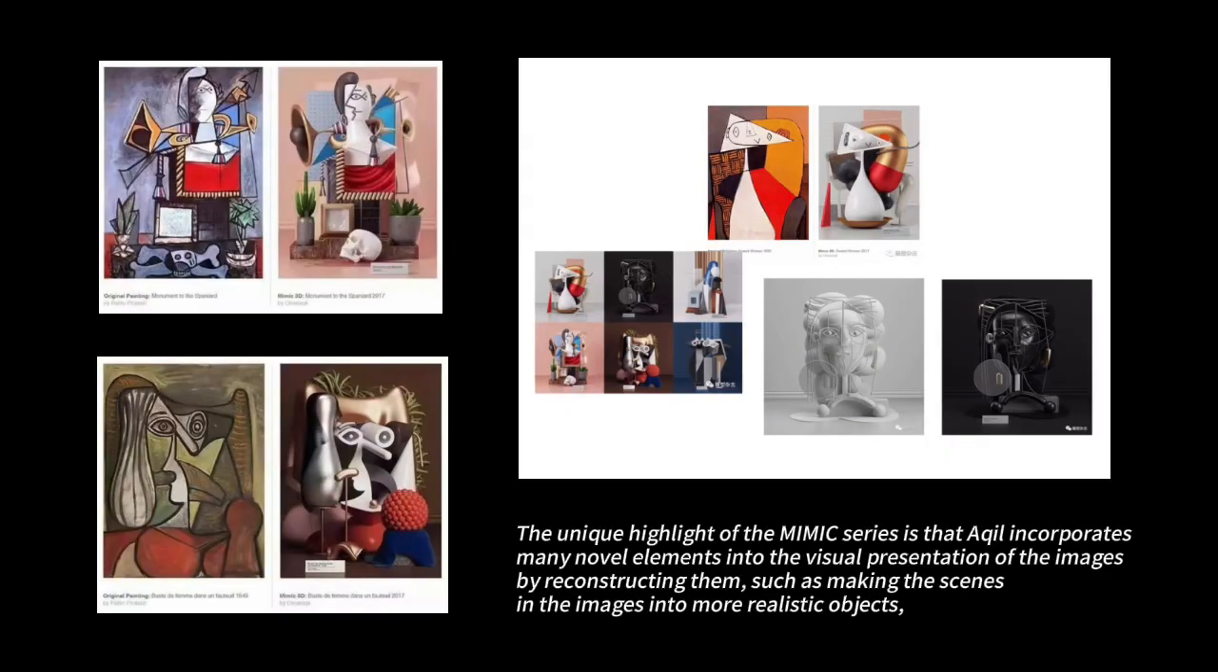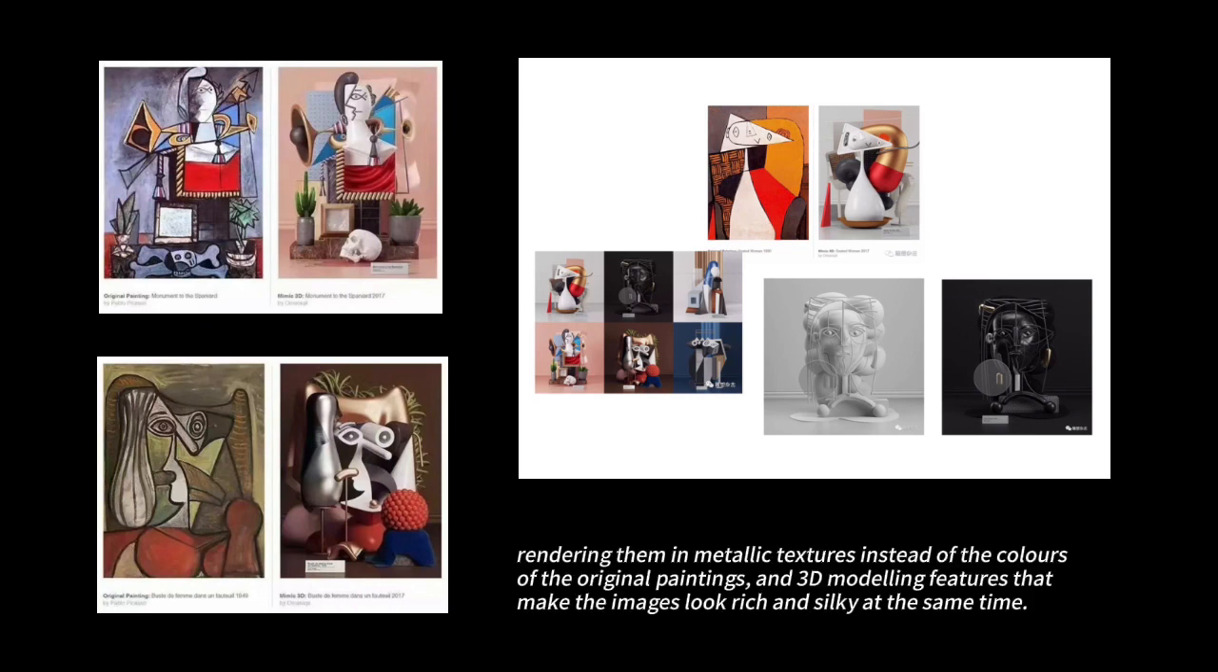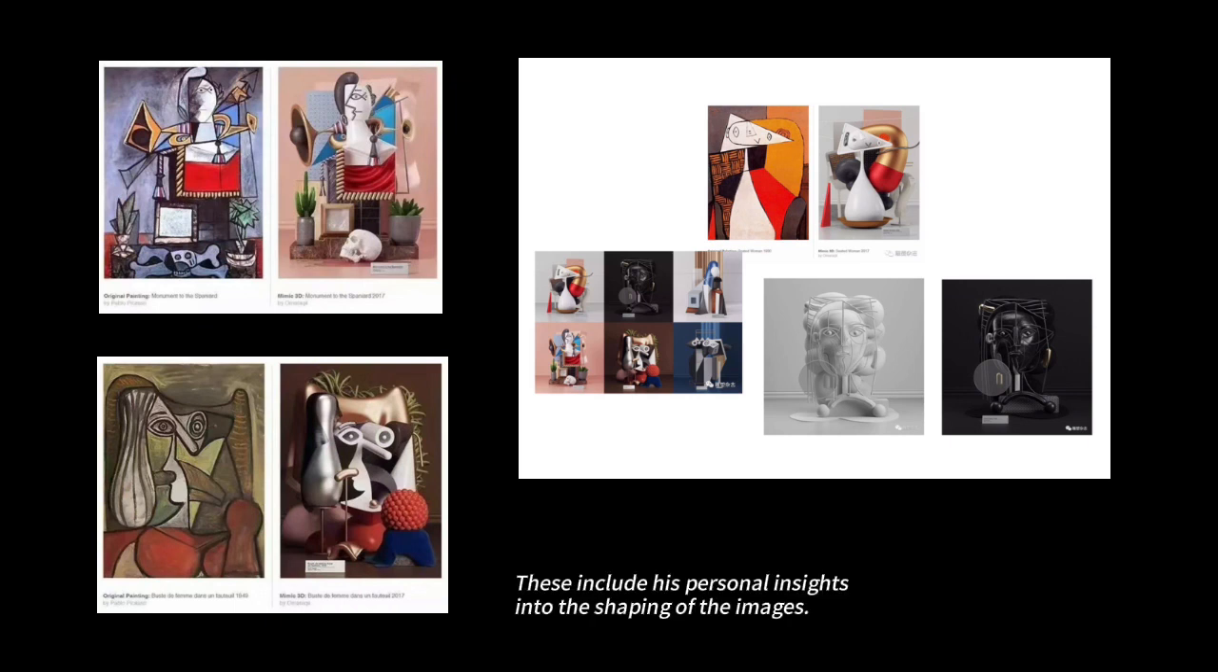The unique highlight of the Mimic series is that Akil incorporates many novel elements into the visual representation of the images by reconstructing them, such as making the scenes in the images into more realistic objects, rendering them in metallic textures instead of the color of the original paintings, and 3D modeling features that make the images look rich and silky at the same time. This includes his personal insights into the shaping of the images.